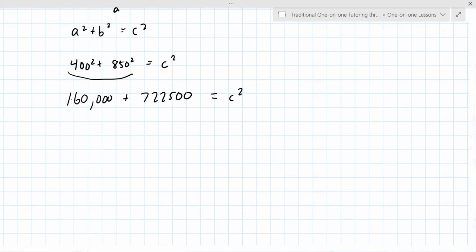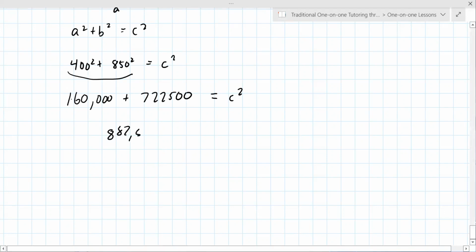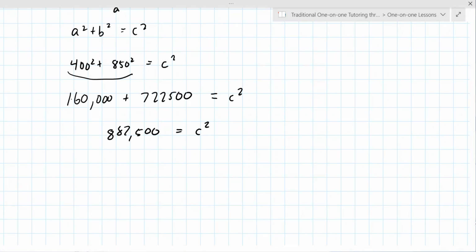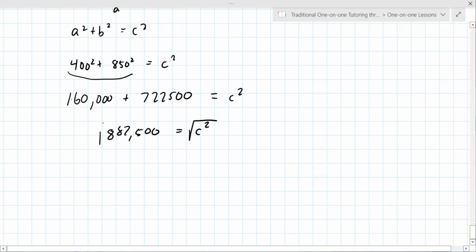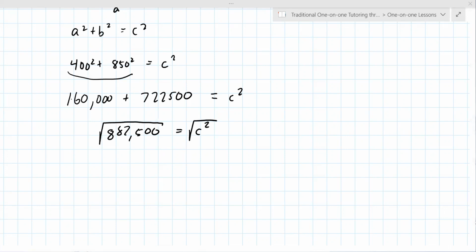Is it 882,500, something like that? Let me get you the full number here. So it's 882,500 equals c squared, but that is not the answer. You have to undo the square. How do you undo a square? Use a square root. So you have to take the square root of that number that you just found.